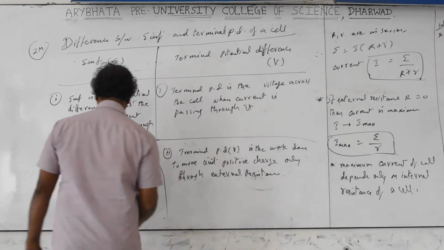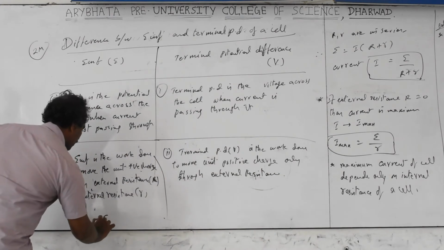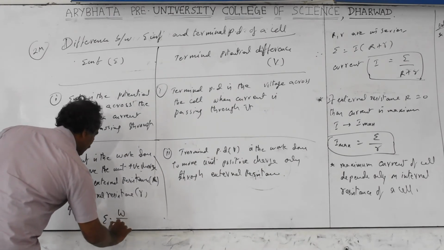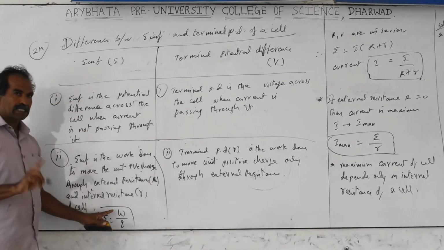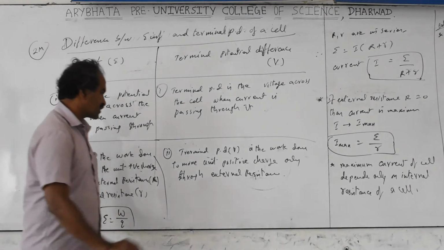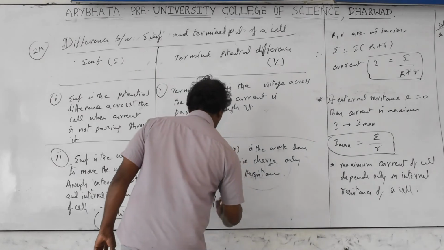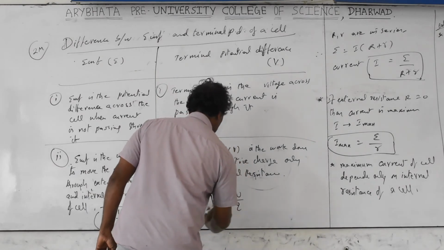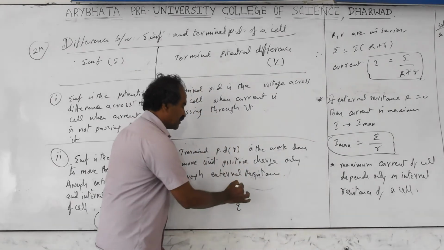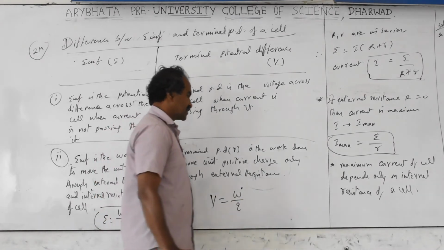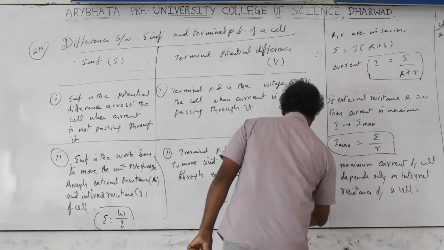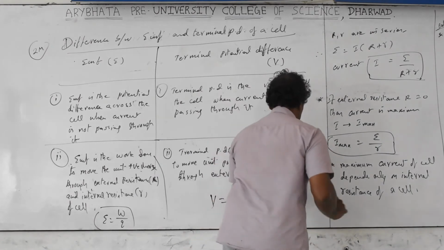So electromotive force is equal to the work done to move the charge through the internal resistance and also the external resistance. Here also the same formula, V equals W by Q. But here the work W prime is the work done to move the charge only through the external resistance. So if you take this diagram and use it separately.